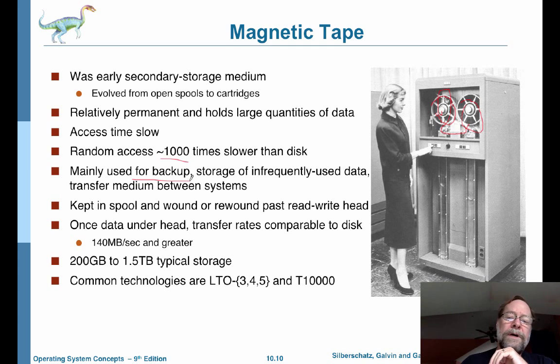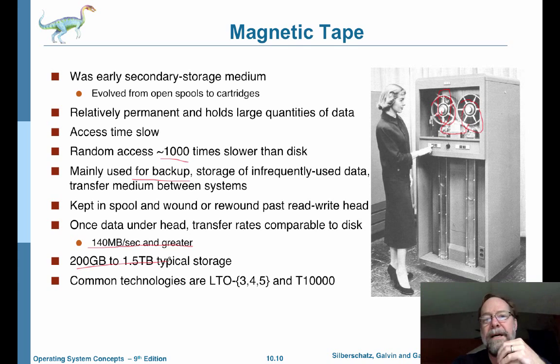In general, once you actually got to the place on the tape where you needed to access the data, the actual seek time could be huge. But once you're there, the latency, the speed at which the information can be delivered, is about the same as you'd get from a disk. You're just spinning that tape by the head as quickly as you can. Typical storage for tapes was about 200 gigabytes up to 1.5 terabytes.